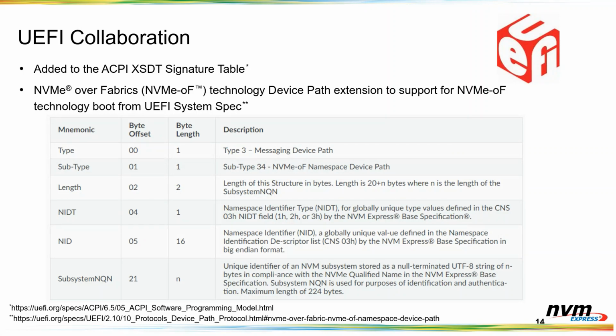First, we developed specification content for ACPI to add an ACPI NVMe boot firmware table that Rob mentioned. This enhanced the description header signature table to add the NBFT signature, which is leveraged by the NVMe boot specification. We also added a new messaging device path extension for NVMe over Fabrics booting to the UEFI system specification, as you can see on the table here. This includes a new subtype, as well as the namespace identifier type, the namespace identifier, and the subsystem NQN that uniquely identifies the namespace for the device path.